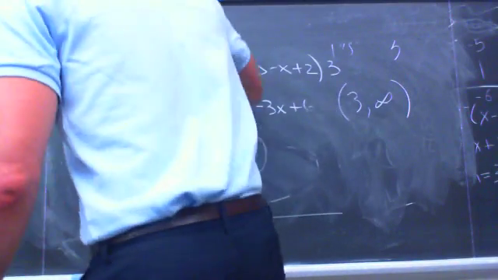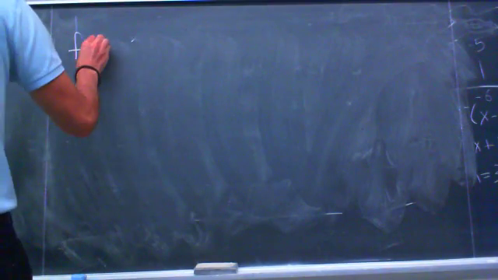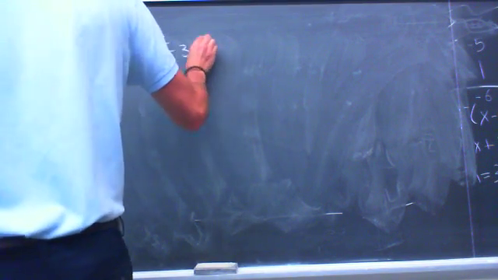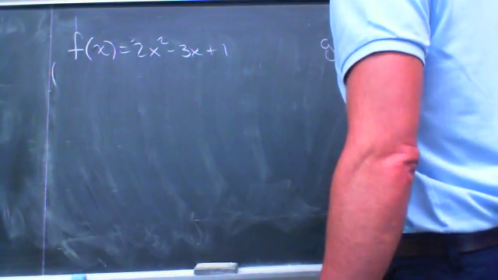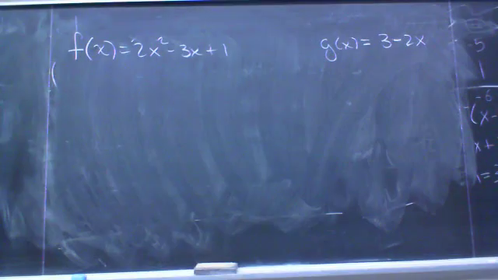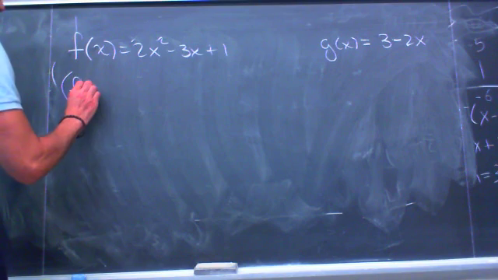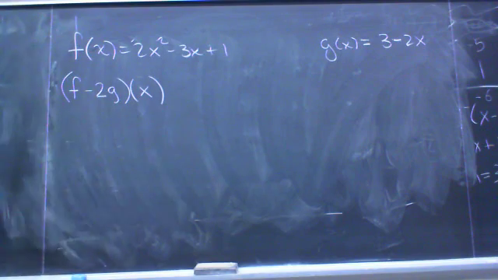All right, next little bit of stuff is function notation. In calculus, we work a lot with function notation. So let's suppose we have f of x equals 2x squared minus 3x plus 1, and g at x equals 3 minus 2x. Just a couple real quick refreshers on function notation, and then we'll do some practice. So we're going to do this notation. Watch up here, everyone. F minus 2 times g at x. Notation here.